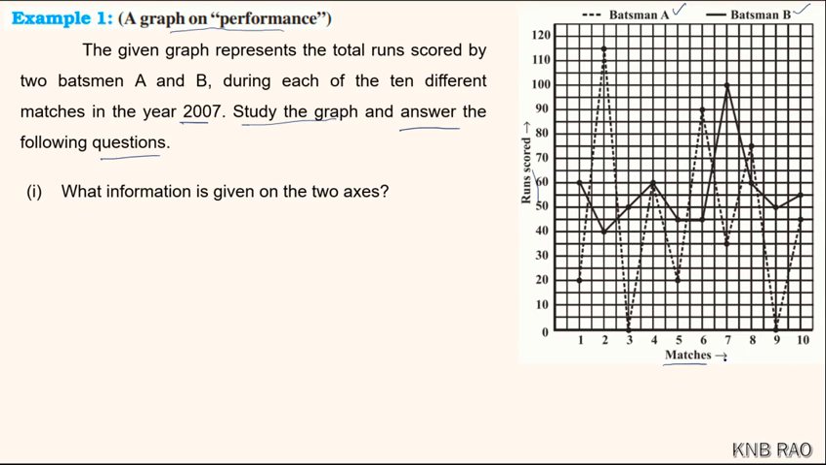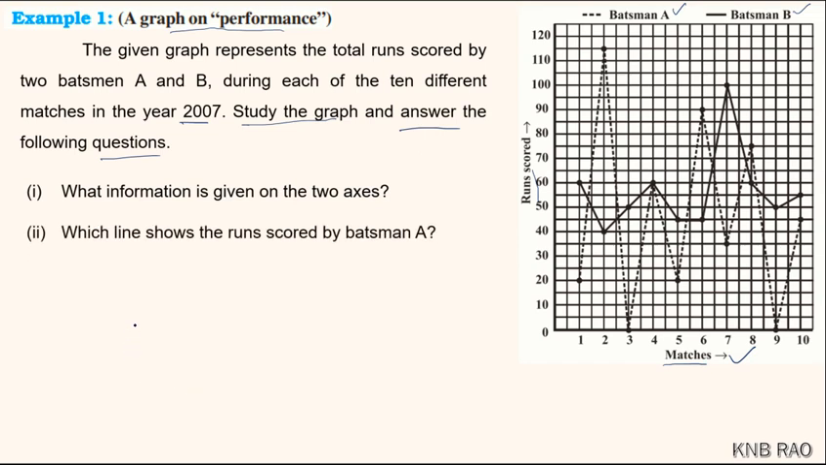I say on the horizontal axis, matches is given: the number of matches, 1 to 10 matches, or match number is given. I can say on the vertical axis, runs scored is given. That is question 1, and the answer will be: the horizontal axis indicates the matches played during the year 2007, and the vertical axis shows the total runs scored in each match. Total runs scored in each match is given on the y-axis, and on the x-axis, matches played in the year 2007.